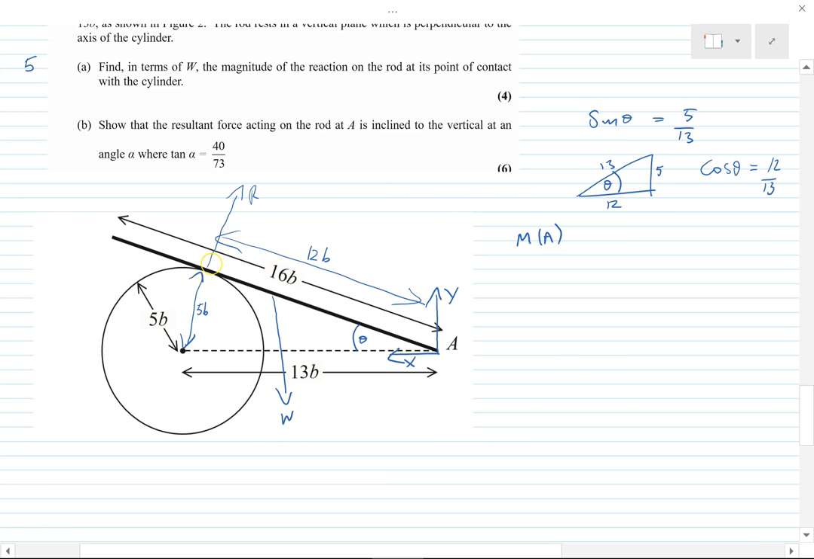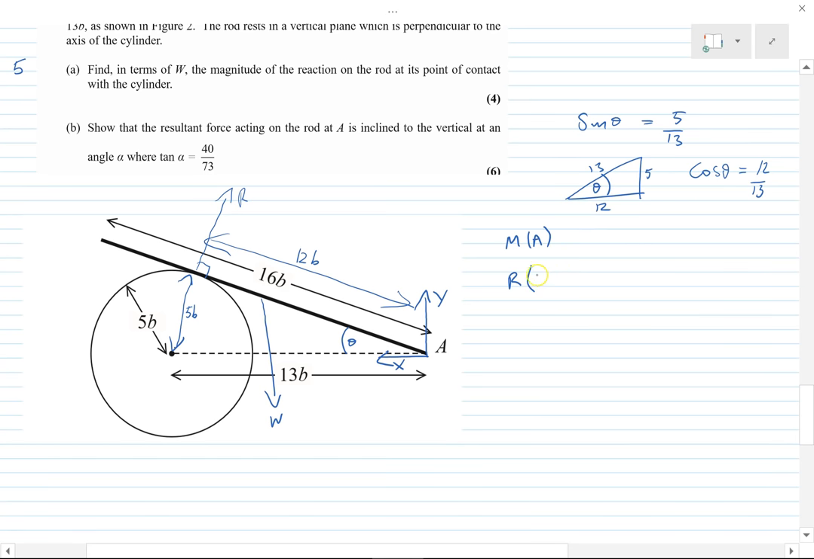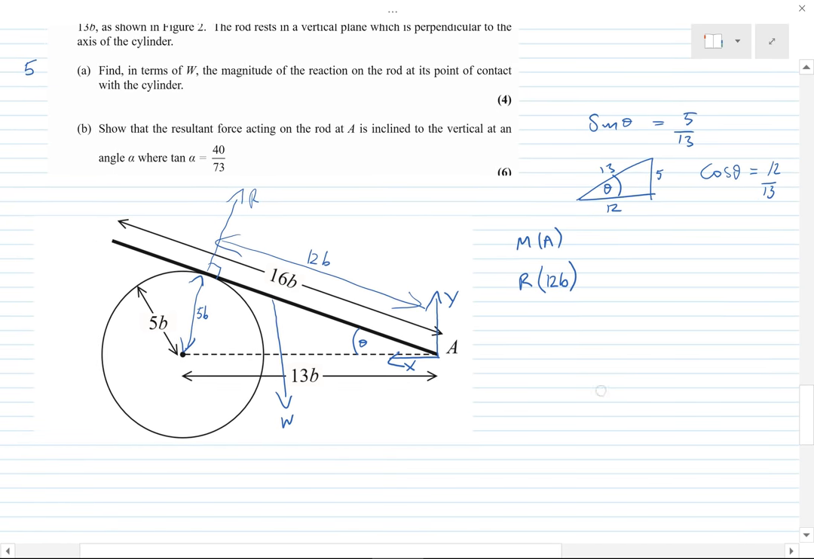So we have R, because it's already perpendicular, it doesn't need to be resolved. R times the perpendicular distance, which is 12b, is equal to the weight. Now the weight, if we resolve that, we'll note that this angle here is theta. So this component here will be W next to this angle, cos theta. So that's W cos theta, sorry about the menu that keeps appearing, can't seem to stop it at the moment, W cos theta times the distance, as I've already pointed out, because it's a uniform rod, 8b.